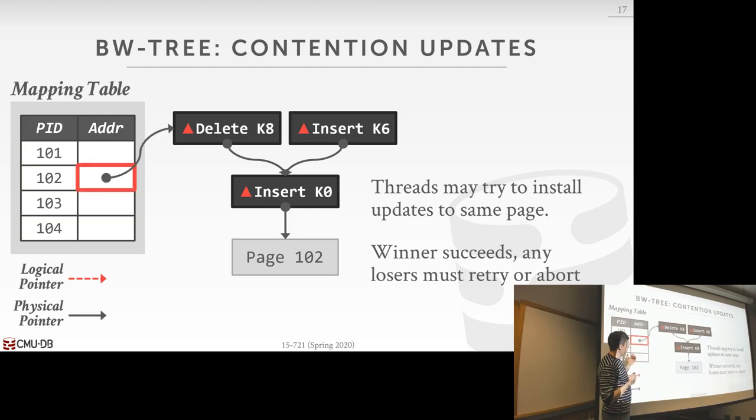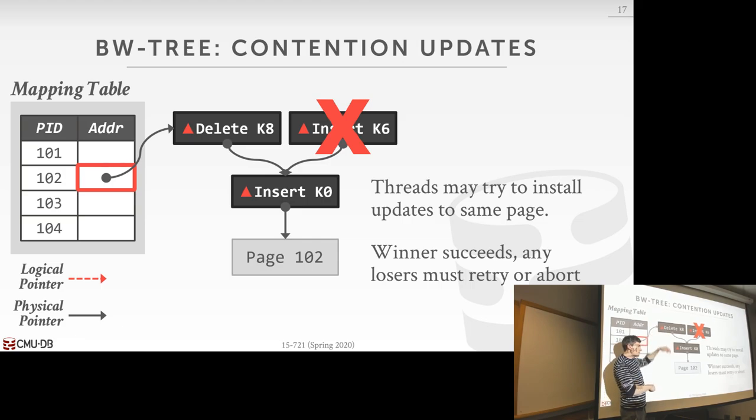So let's say the first guy is able to do this. That's fine. So now he is at the head of the delta chain, and his update got installed. The second guy, with that compare and swap operation, would fail, because it would evaluate the mapping table and see that the address is not what it thought it was going to be, pointing to this delta record here. It's now pointing to this one. So it knows that somebody else got in before it did and updated this, so my update would now fail. Depending on the implementation, I could either try to do another compare and swap, or I could just repeat and do the whole operation, traverse down, and try again.